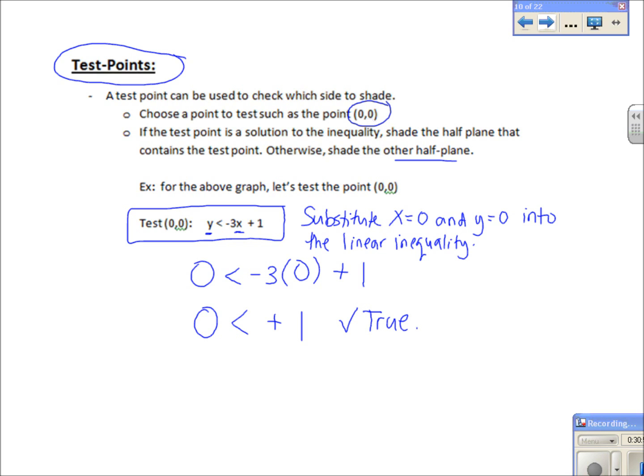So the point 0, 0 is a valid solution, which means that the point 0, 0 is going to be contained in the shaded region.